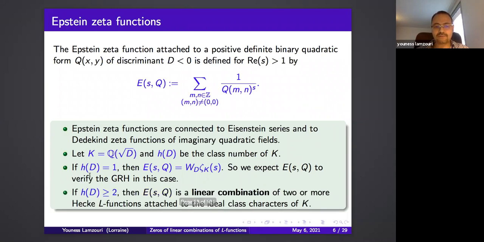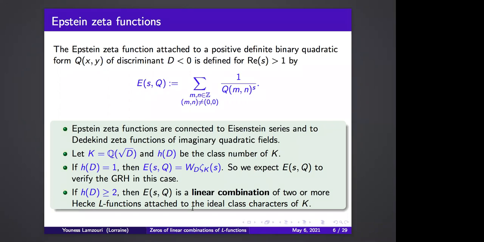However, in the case where the class number is greater than or equal to 2, we saw by Davenport and Heilbronn that it doesn't satisfy the GRH. It has, in fact, zeros even in the region of absolute convergence. And the reason comes from the fact that this is a linear combination of Euler products. It's a linear combination of two or more L-functions, in this case Hecke L-functions attached to the ideal class characters of the imaginary quadratic field. So that's the reason why it violates the Riemann hypothesis, because it's a linear combination.